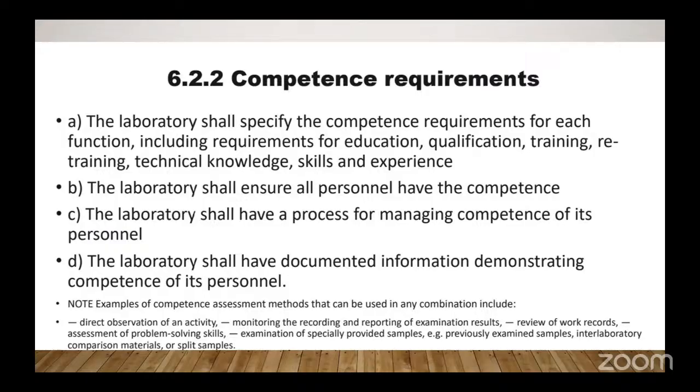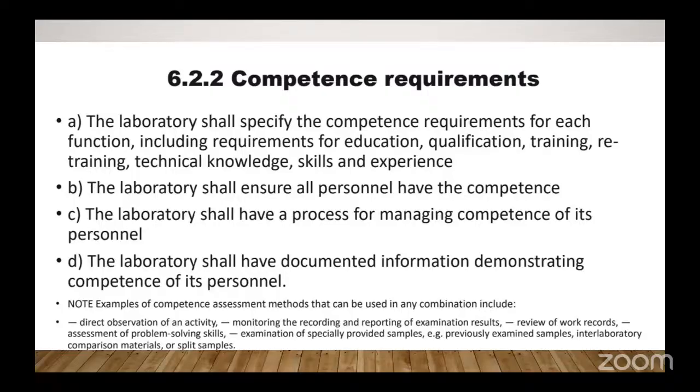Now, the laboratory shall ensure all personnel have competence. So everyone must have competency in his or her assignment or job description. The laboratory shall have a process for managing competency of its personnel. So there must be a policy and a documented procedure for managing competency of personnel. And one of the ways you do that is by having a competency record. So every personnel must have a competency record. That competency record shows you what procedures, processes, and systems you are competent in.